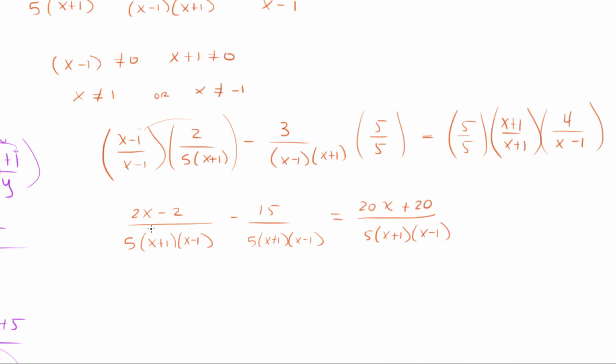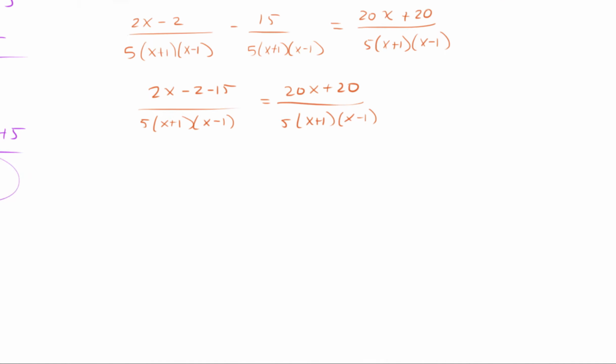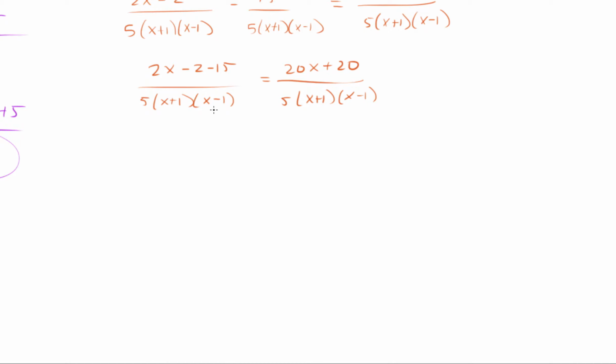Again, just similar to the previous example, we put them together. So you have 2x minus 2 minus 15 over 5 times x plus 1, x minus 1, equals 20x plus 20 over 5 times x plus 1, x minus 1. Again, the denominators are equal, so they cancel out. So you're left with 2x minus 17 equals 20x plus 20.